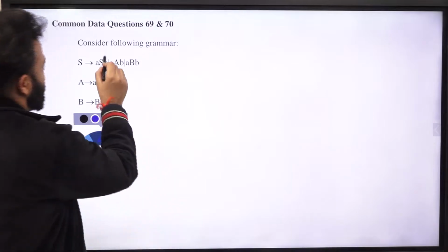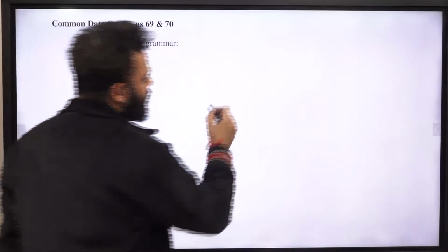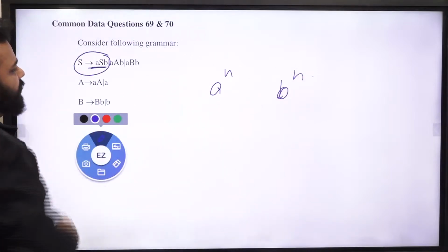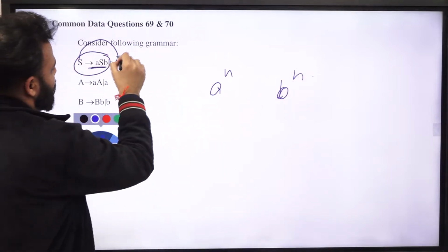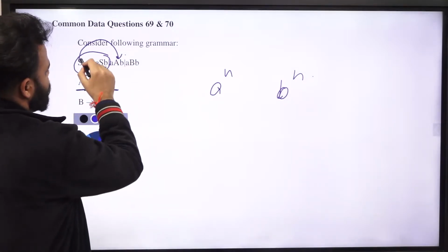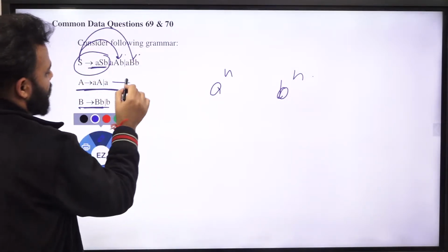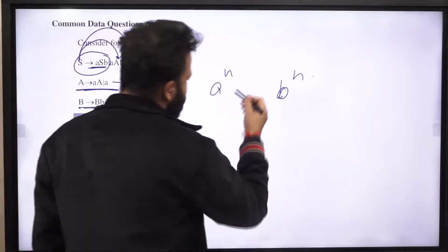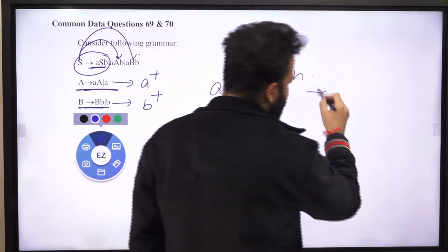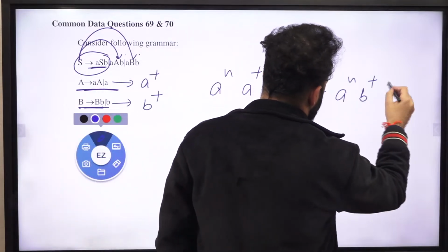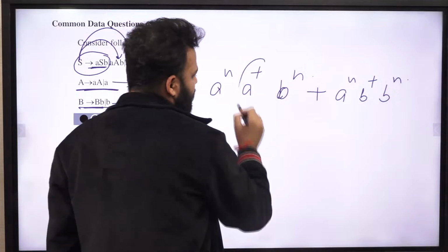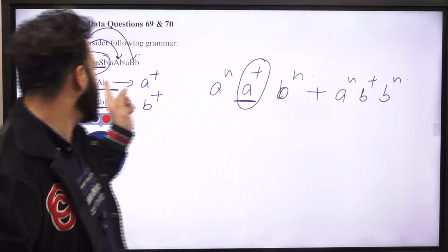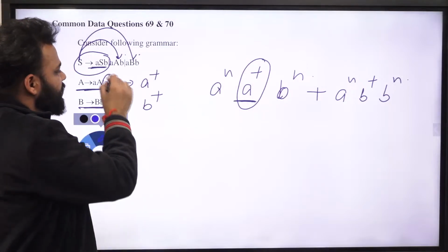If you see S goes to SAB, it will make A raised to power N, B raised to power N. Number of A's will be equal to number of B's. After that, if you choose to go from S to A, you will come here. If you choose to go from S to B, you will come here. Now this is making nothing but A plus, and this is making nothing but B plus. So it will make this or this. You can see at least one A will be present here because it is A plus. It is not ending with epsilon, it is ending with a terminal A.